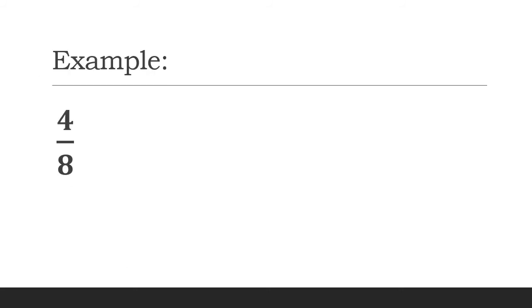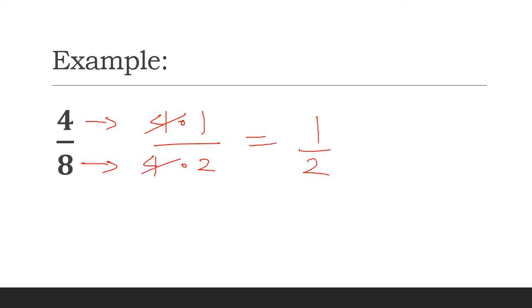Example number 1, 4 over 8. Kanina, sa learning task 1, ginawa na natin to. Kailangan nating ma-factor yung 4 at 8 kung saan may magkaparehas na factors at makakancel. Factors ng numerator, 4 times 1, over 4 times 2, yung 8. Cancel na yung 4. Answer na lang dito is 1 over 2 or 1/2.